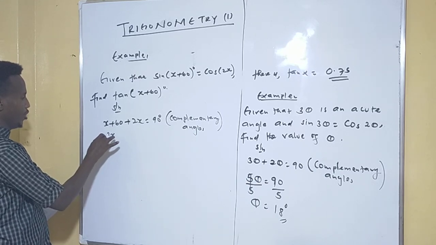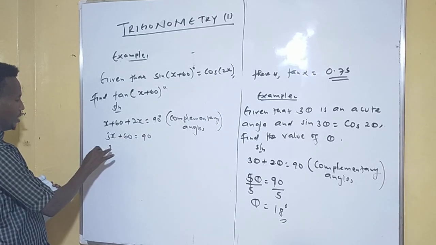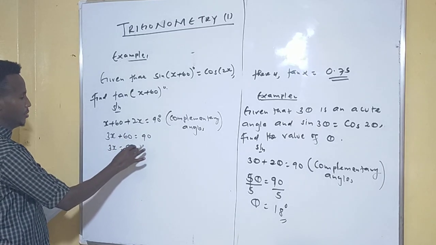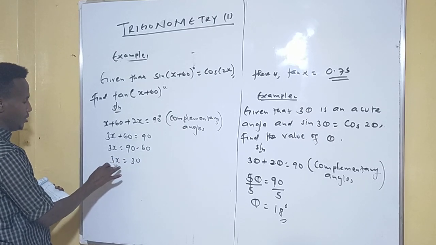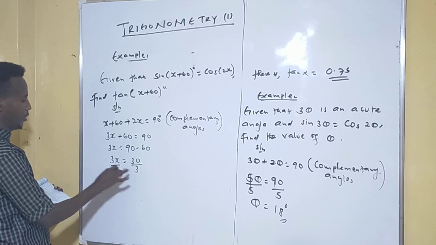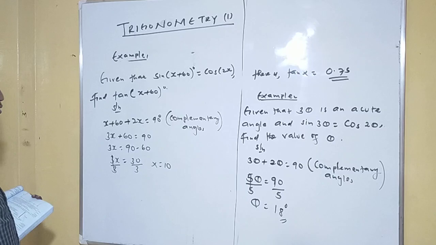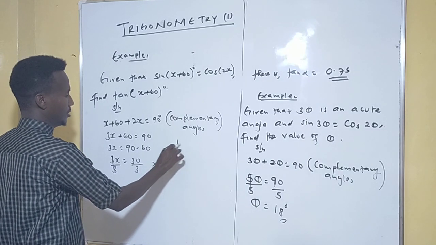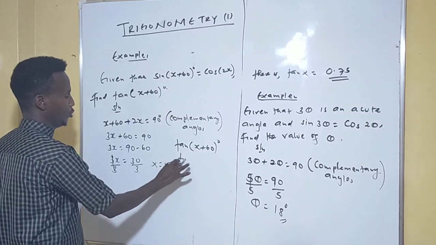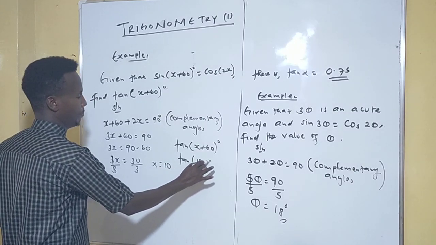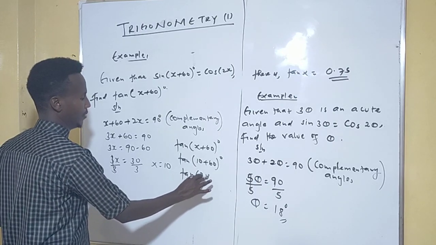So, add, this will be 3x plus 60 is equal to 90. Take this one to the other side. 3x is equal to 90 minus 60. So 3x is equal to 30. Divide both sides by 3 to get the value of x. Cancel. So x is equal to 10. Then we want to get tan of (x plus 60) degrees. So it will be tan of (10 plus 60). So it will be tan 70, okay?